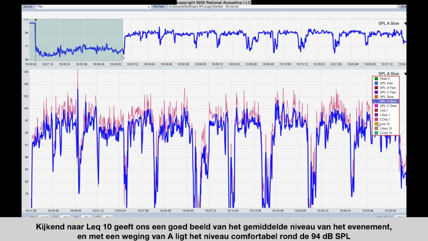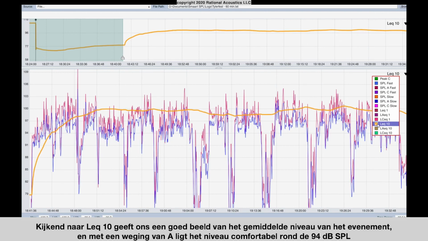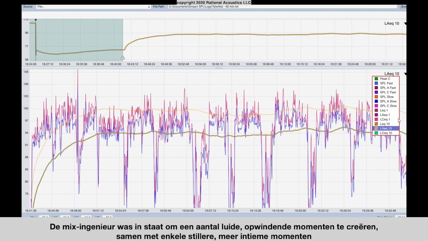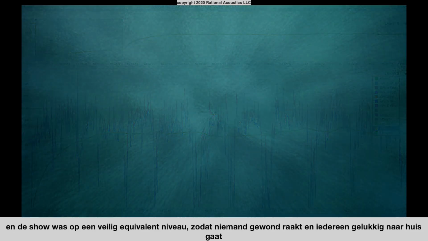Looking at LEQ10 gives us a good picture of the average level of the event, and with A weighting, the level sits comfortably right around 94 dB SPL. The mix engineer was able to create some loud, exciting moments, along with some quieter, more intimate ones, and the show was at a safe equivalent level, so no one gets hurt and everyone goes home happy.